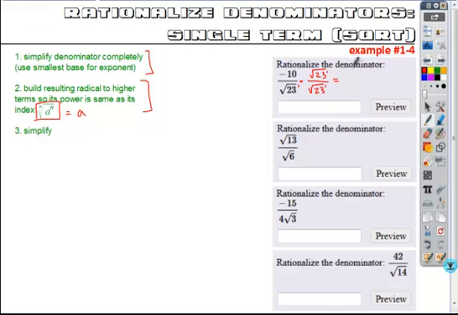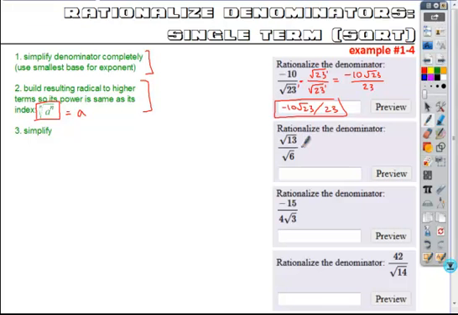So when I multiply across the top, I get negative 10 root 23, all divided by root 23 times root 23, which is root 23 squared, and that just cancels out to the base 23. Since no common factors cancel here, negative 10 root 23 all over 23 would be your solution.